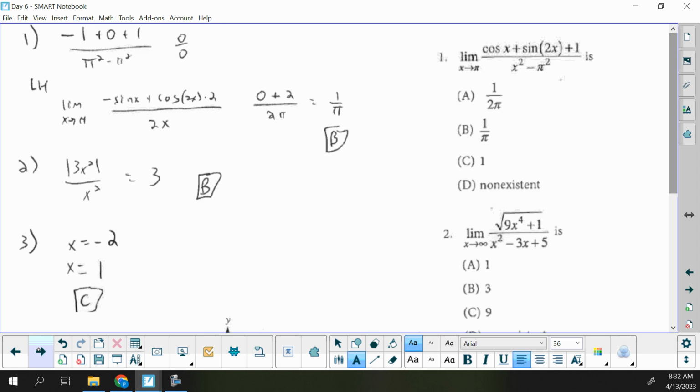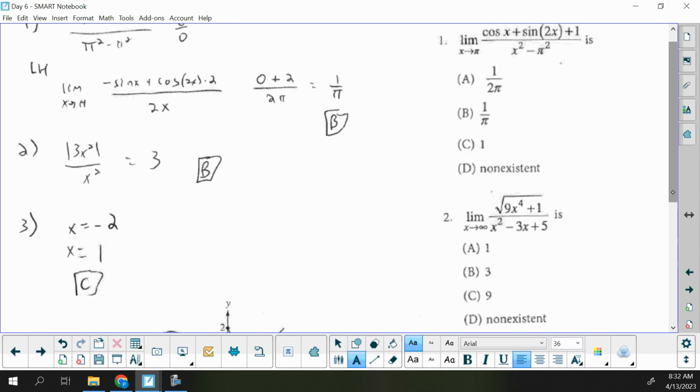In 2, limit as x goes to infinity. When x goes to infinity, only the biggest powers are really going to matter. So you don't have to worry about the plus 1 on top or the minus 3x plus 5 on the bottom. So just think of square root of 9x to the 4th. That's absolute value of 3x squared. And on the bottom, we just worry about the x squared. Because we're going to positive infinity, that absolute value, we're just going to think of as a 3x. So we'll just think of that as 3x squared on top.